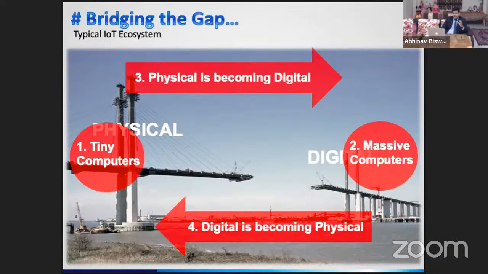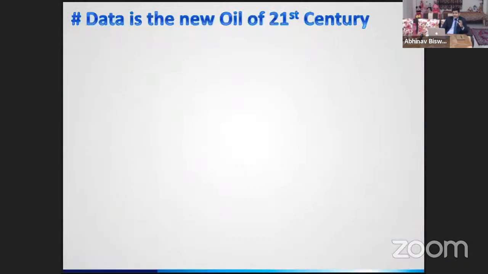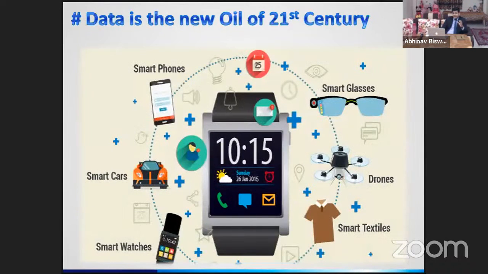So you see there are tiny computers in the physical world, and there are the digital computers or the servers in the digital world. They are communicating like this. If you understand this technology, this structure, it is very easy to find out where the vulnerabilities are and how to attack this kind of system.